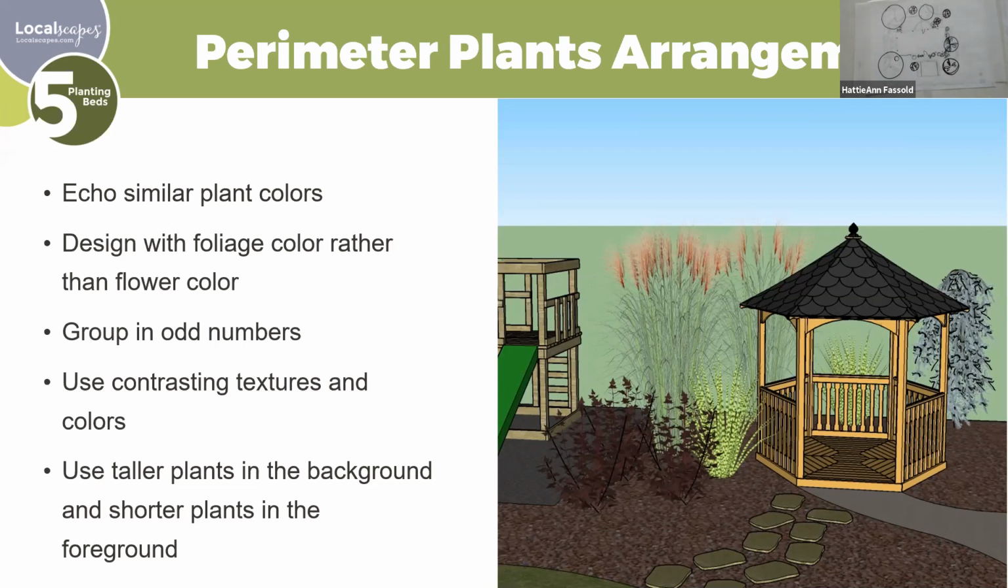Again, group in odd numbers, using contrasting textures and colors. In this example, they have a grass, but then they have that shrub in front of the grass. Grasses are usually really fine texture. Then the shrub has that big leaf, which creates a different look. It's a little bit more bold, not as fine textured. Use taller plants in the background and shorter plants in the foreground. Again, planting in layers, right?